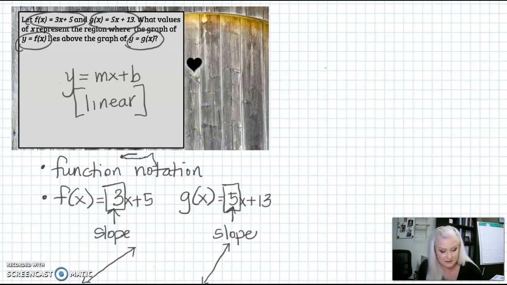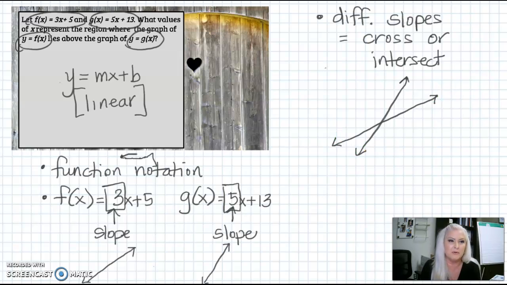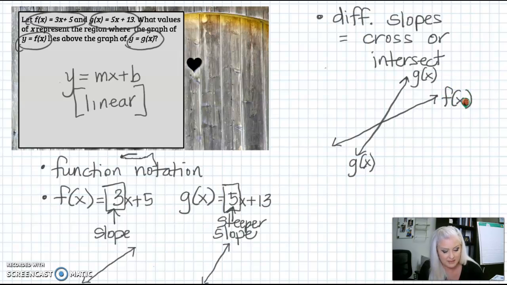And since they have different slopes, it means that the lines cross or intersect. So I've got one line that's a little bit flatter, one line that's a little bit steeper, and they're not drawn to scale. I want to go through and label which line is which. The steeper slope is my g of x problem, so I'm going to label g of x on that line, at both ends of that line, because that's going to help me in solving. The next thing that I'm going to do is label the other line, and that one has f of x.